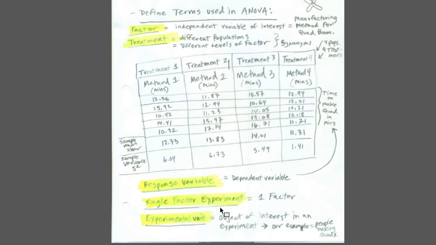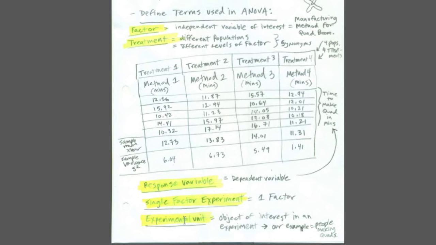This is a single factor because we only have one factor, manufacturing method. And then also the term experimental unit means the object of interest in the experiment. For us, it's the people making the quads. 1, 2, 3, 4, 5, 1, 2, 3, 4, 5. So each one of those is an experimental unit.